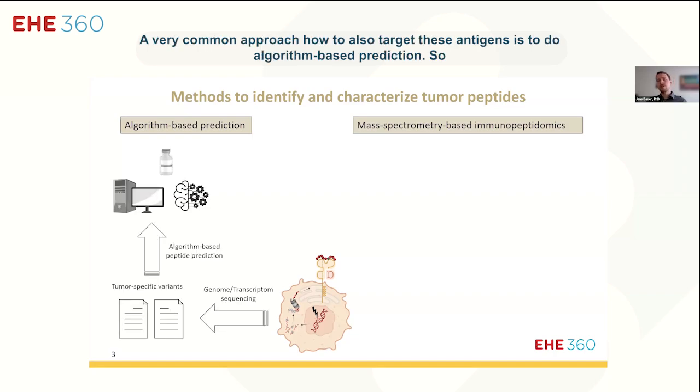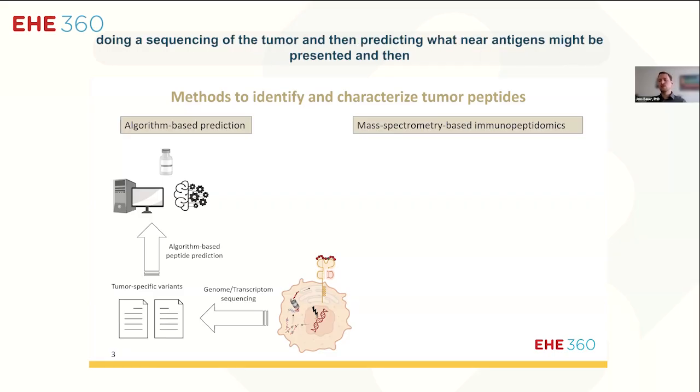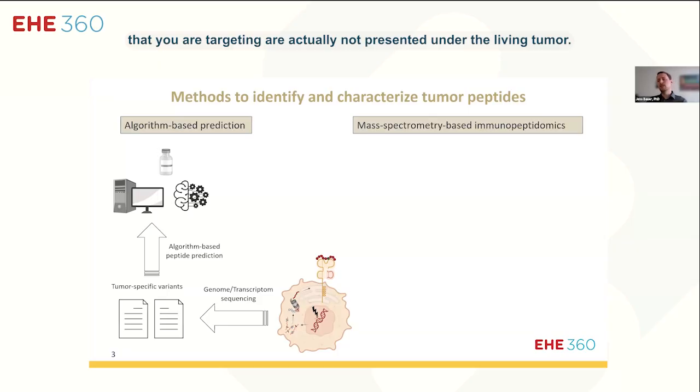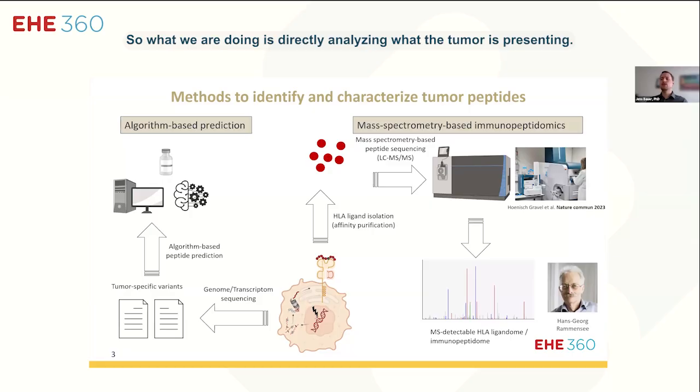A very common approach to target these antigens is algorithm-based prediction, so doing a sequencing of the tumor and then predicting what neoantigens might be presented and then targeting these. However, with this approach, you also miss a lot of targets, or a lot of the targets that you are targeting are actually not presented on the living tumor. So what we are doing is directly analyzing what the tumor is presenting.